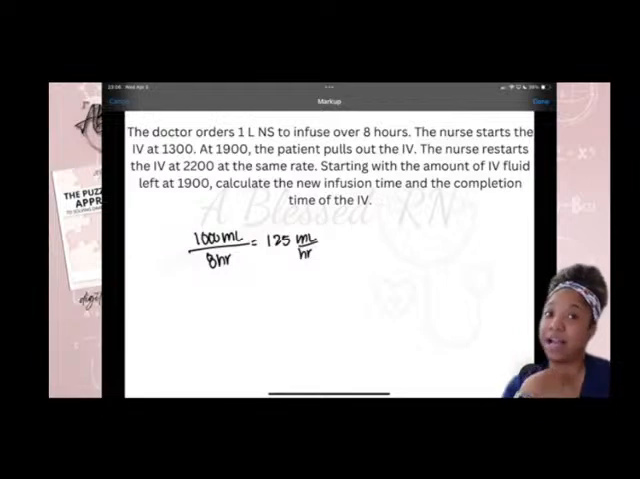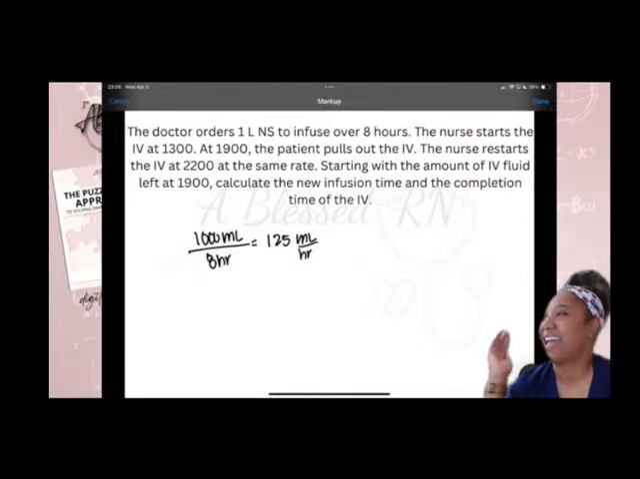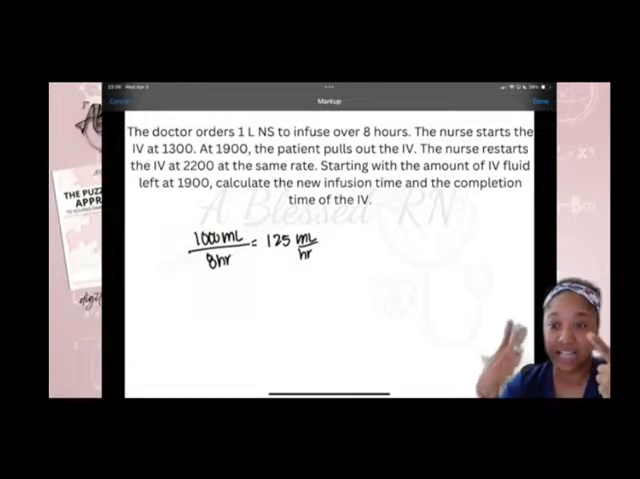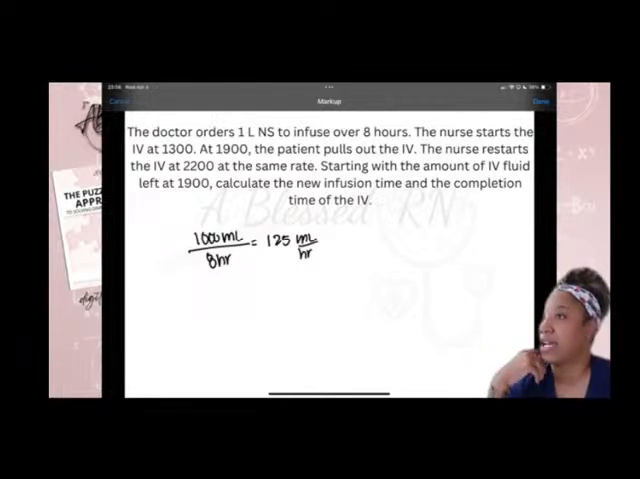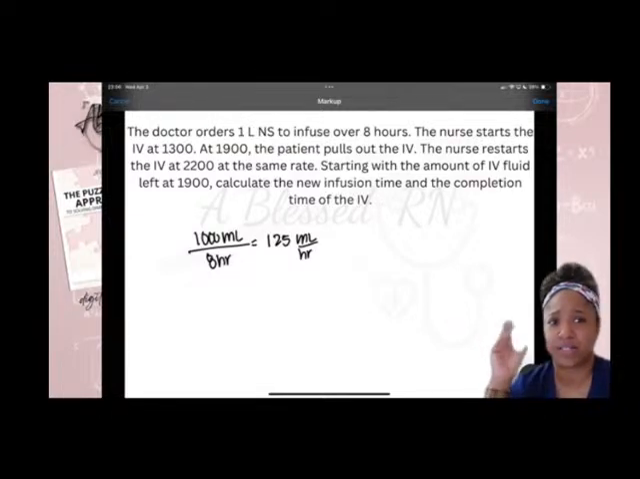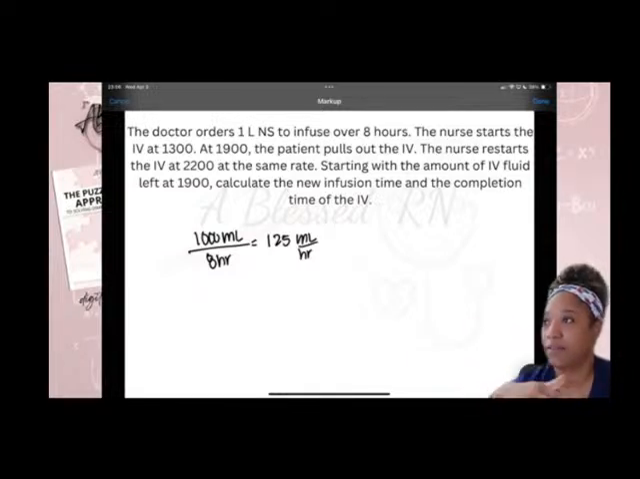The nurse starts at 7 o'clock. Your patient, not mine, yours, because mine will be acting up like that. All right. They pull out the IV. The 7 o'clock, that's 6 hours, right? 6 hours. So the patient, and then she starts the IV at 10 o'clock because it took a while. Starting with that same amount that was left in the bag at 7 o'clock, what time will it finish?